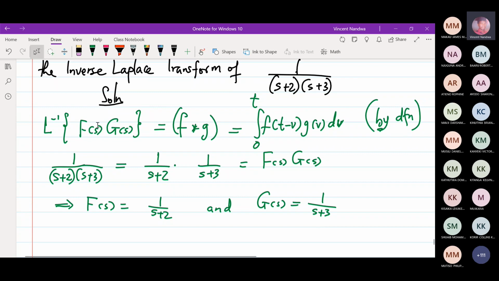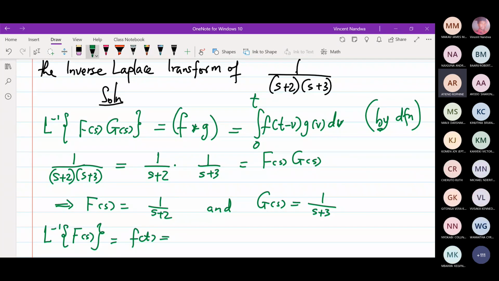And you are very senior in this game. If you know capital F of s, you can always find f of t. So the inverse of capital F of s is what gives us the f of t. And what do we have if we have 1 over s plus 2? From our Laplace transform tables, f of t will be e raised to power negative 2t. Correct, e raised to power negative 2t. That's by definition from the Laplace transform tables.